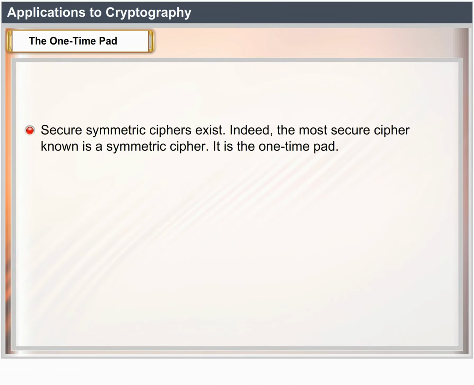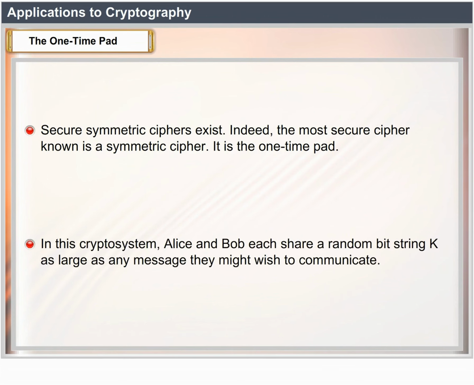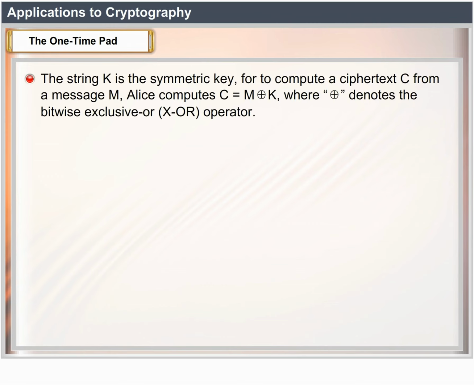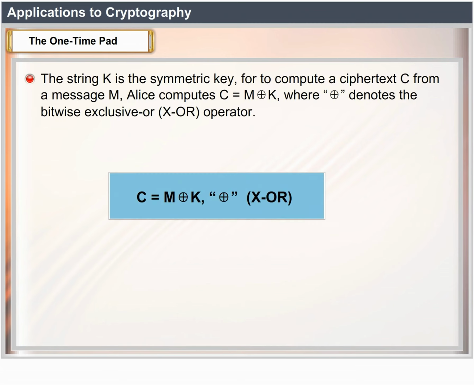The one-time pad. Secure symmetric ciphers exist. Indeed, the most secure cipher known is a symmetric cipher. It is the one-time pad. In this crypto system, Alice and Bob each share a random bit string K as large as any message they might wish to communicate. The string K is the symmetric key to compute a ciphertext C from a message M. Alice computes C equals M ⊕ K, where ⊕ denotes the bitwise exclusive OR, or XOR, operator.